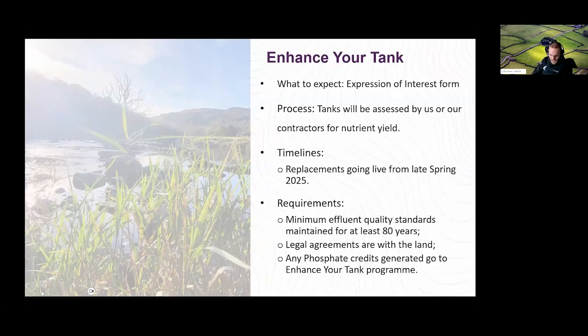The process that we'll be going through, there's an expression of interest form that people can complete now. If this sounds of interest, we would then pass those details on to a contractor. The contractors or ourselves would assess systems, see whether they're going to generate suitable phosphate yields, essentially whether it's good value for public money. We're looking to be taking this live from later this spring.